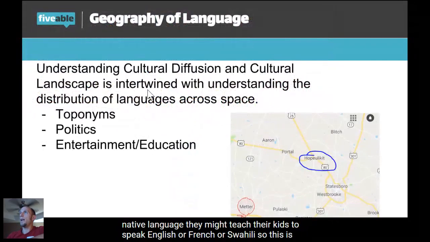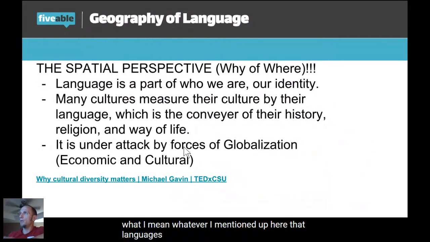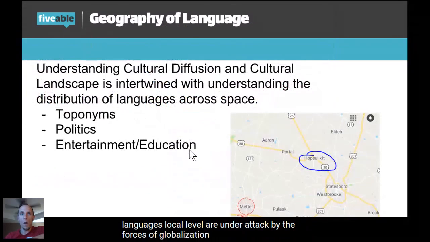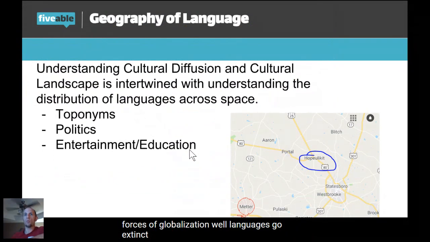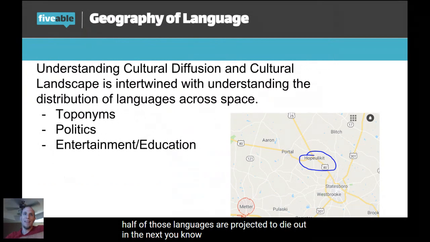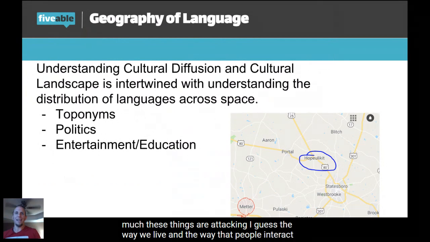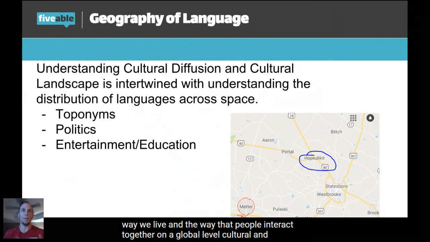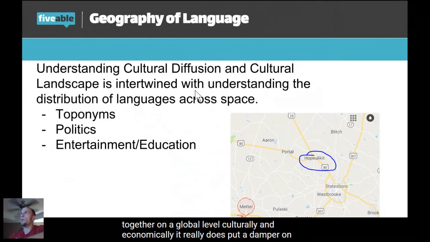So this is what I mean whenever I mentioned up here that languages on a local level are under attack by the forces of globalization. Well, languages go extinct on a regular basis. Right now, numbers project that somewhere around 6,700 different languages might exist today. I don't know exactly what the number is. More than half of those languages are projected to die out in the next several decades. I mean, it's unbelievable how much globalization, how much these things are attacking, I guess, the way we live and the way that people interact together on a global level, culturally and economically. It really does put a damper on local languages.